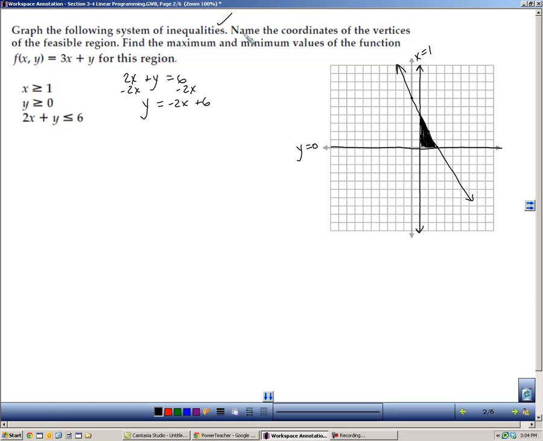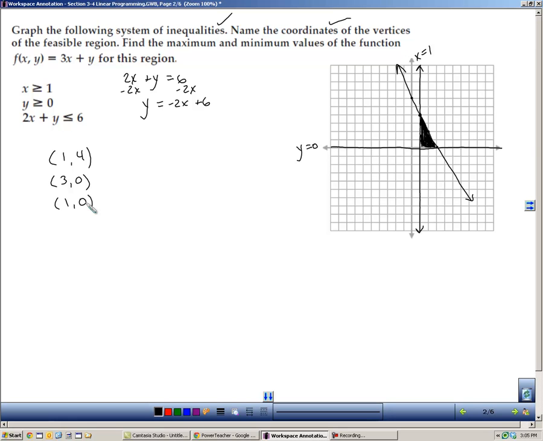So we've taken care of the first part, we've graphed them. Now we have to name the coordinates of the vertices, which means where do these lines cross? Well, it looks like one's here at (1, 4). It looks like (3, 0) is another one. And (1, 0). So those are the coordinates of my three vertices.